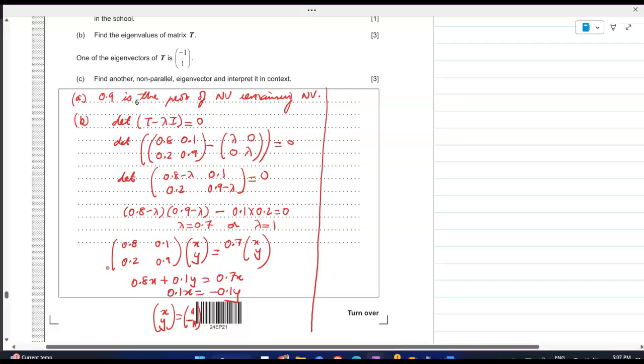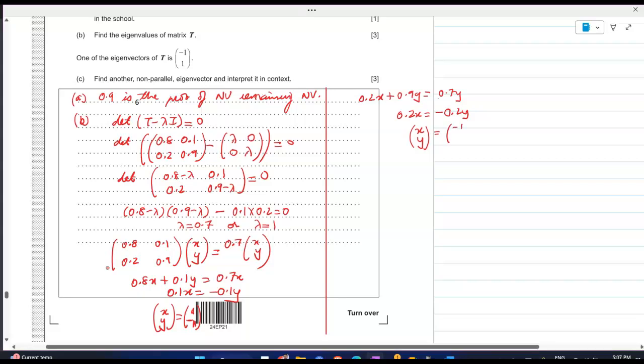So the other eigenvector, we will do the second equation. 0.2x plus something is equal to 0.7y. Same, I am getting. You should get the same. Correct? Now you take 1. So this will be that.